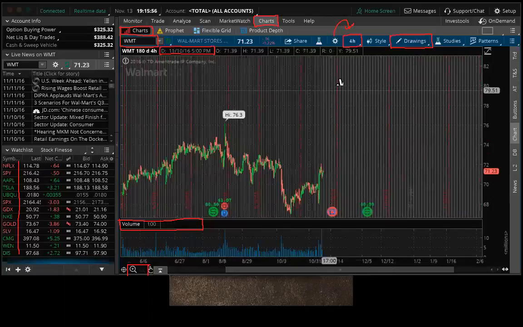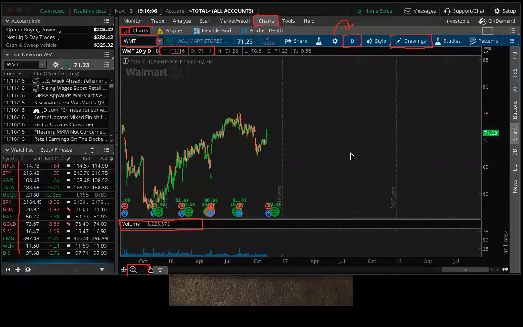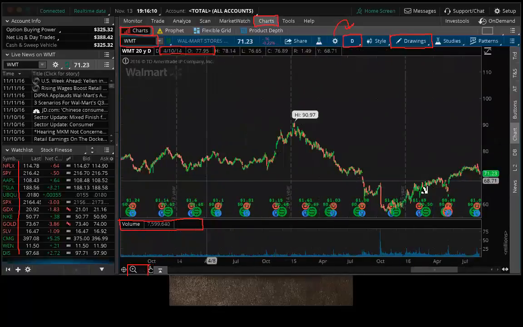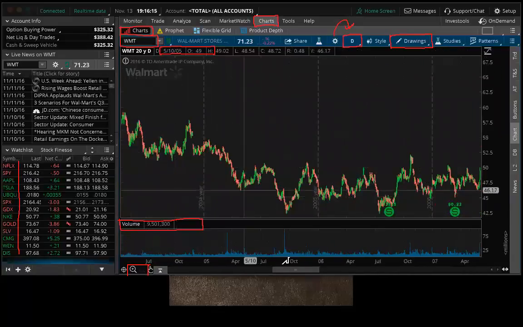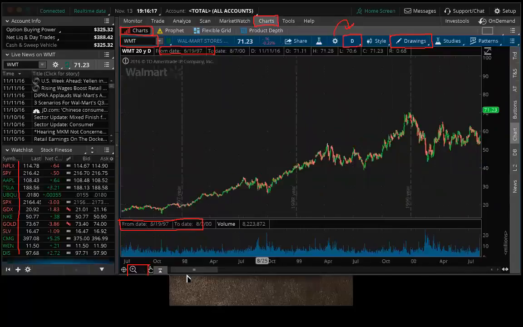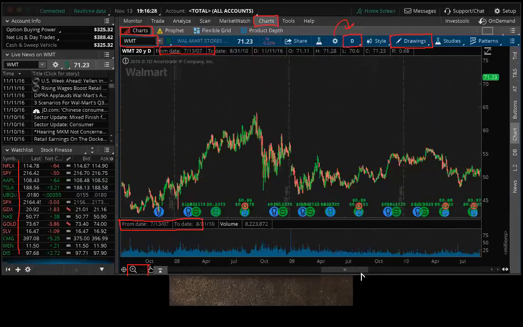Okay. So the first thing you want to do once you type a symbol in is go to the 20-year. After you're on the 20-year, you just want to pan to see what the low was. So we'll just go all the way right, or we can scroll. The lowest Walmart has ever been was $11 in 1997. Do you see it? So then I'll come all the way back to the right.